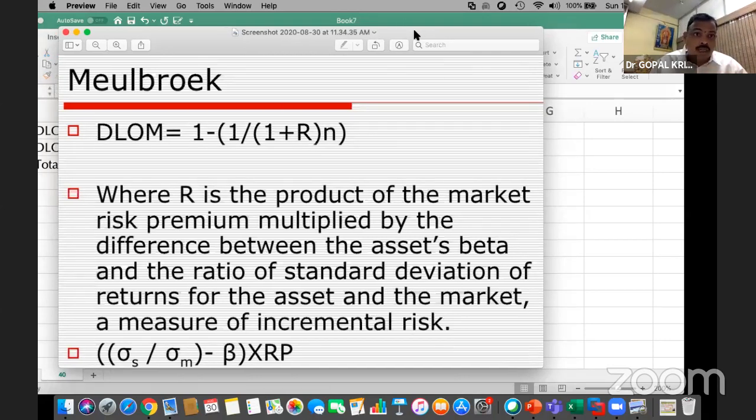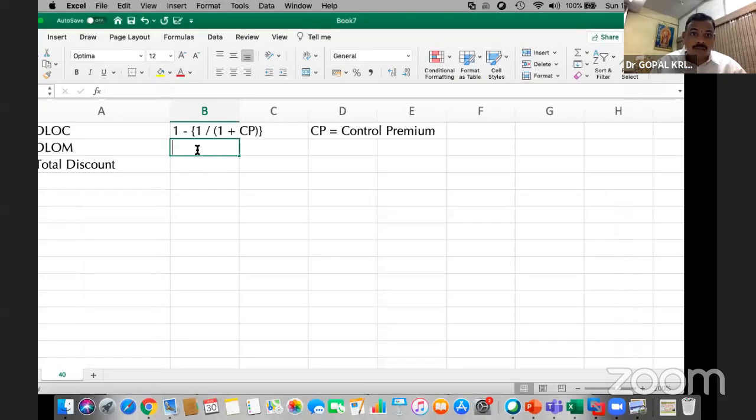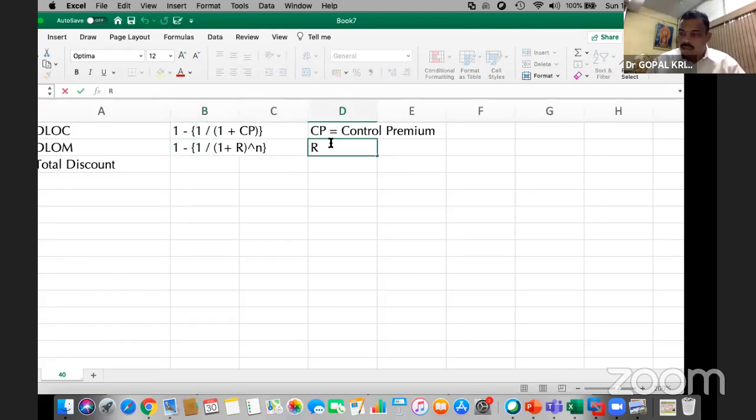I will just type this here. 1 minus 1 divided by 1 plus R whole power n. Close the bracket. So now what is R? R is equal to the market risk premium. What is your market risk premium? RM minus the risk-free rate. So RM minus risk-free rate.